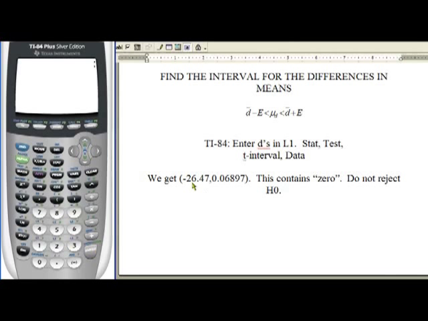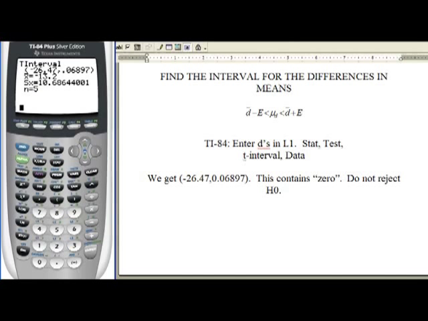And it will give you the answer in interval notation, -26.47 to 0.06897. And this does contain the 0. That means you do not reject H null, or you are just asked to get the interval.